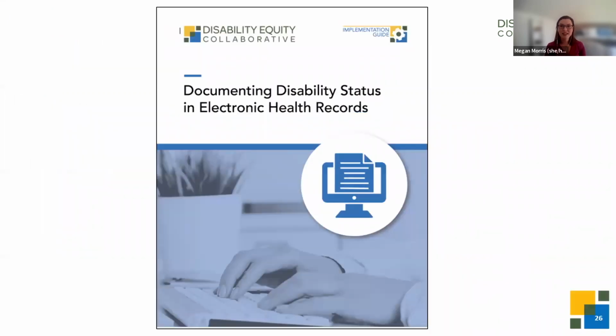In response to this, this last fall, our Disability Equity Collaborative Documenting Disability work group produced an implementation guide called Documenting Disability Status in the Electronic Health Record. And this is available on our website. Anyone can go on and have access to this. And this is a document of really just outlining all of the data we've collected, the research, but as well as understanding what is currently happening in health systems and sort of current best practices for documenting disability status.